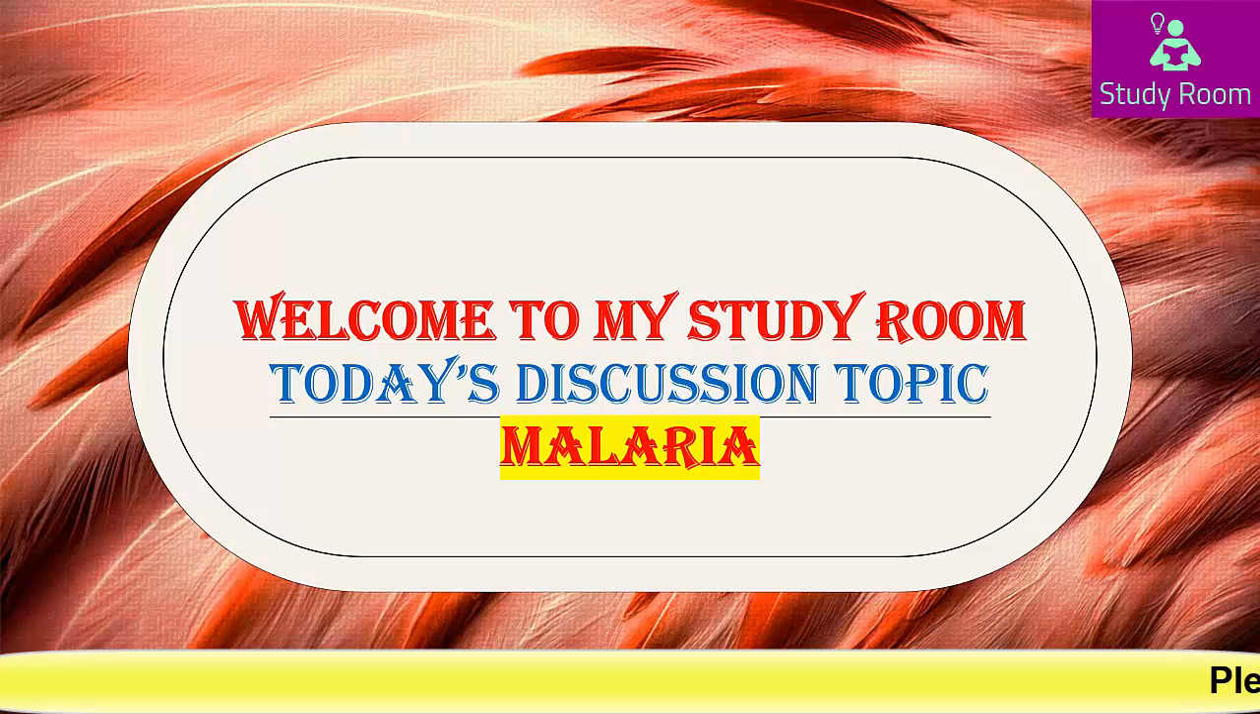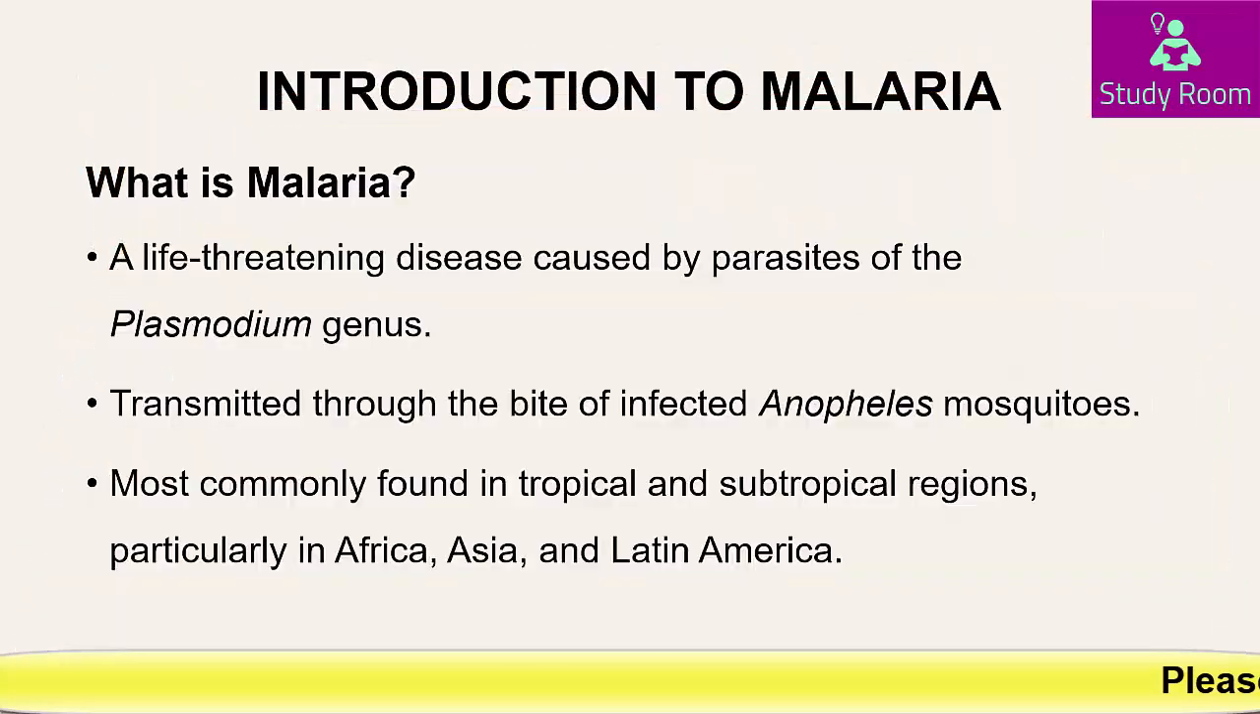Today I will discuss malaria. First, we will look at the introduction to malaria. What is malaria? A life-threatening disease caused by parasites of the Plasmodium genus, transmitted through the bite of infected Anopheles mosquitoes, most commonly found in tropical and subtropical regions, particularly in Africa, Asia, and Latin America.